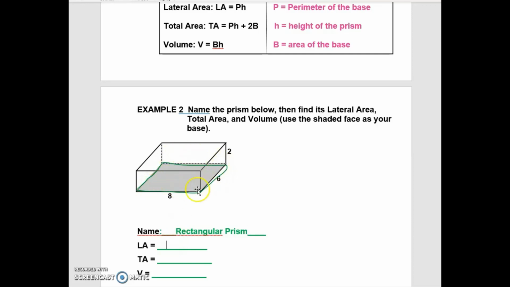So if this is our base, oh, I already colored it, then we need to find the perimeter of this because it's perimeter times height. Okay. So this equals P times H. So the perimeter is going to be 8 plus 8 and 6 plus 6. Okay, and then we're multiplying that by our height, which is this leftover number, so this is our height. Okay, so that's 2.